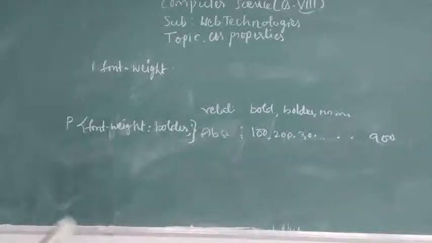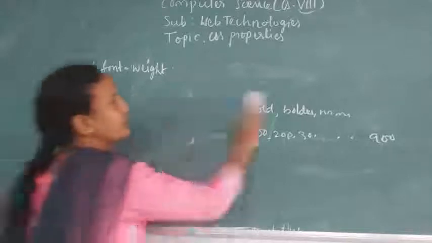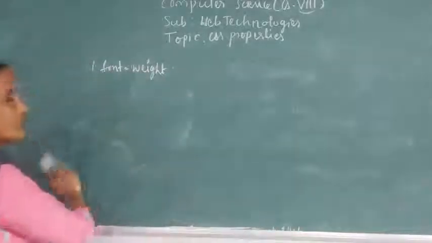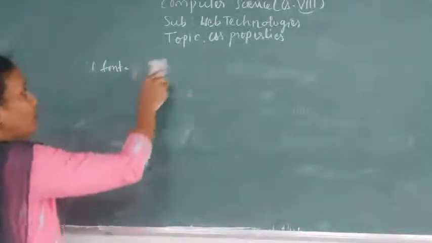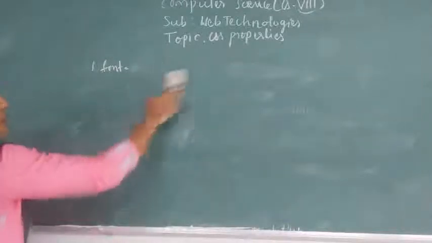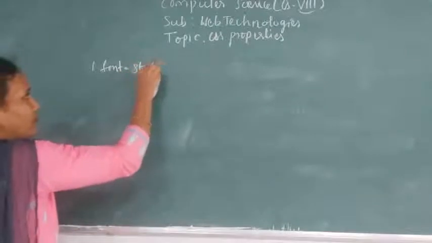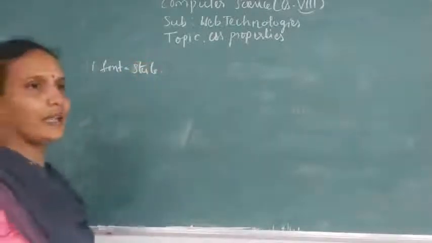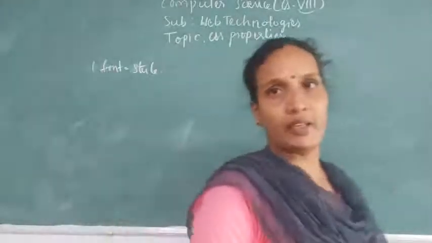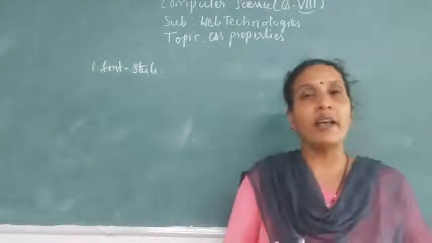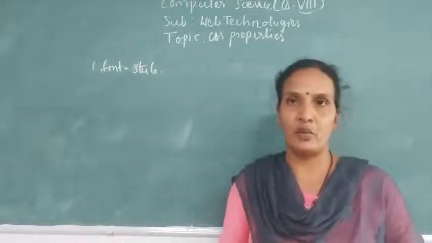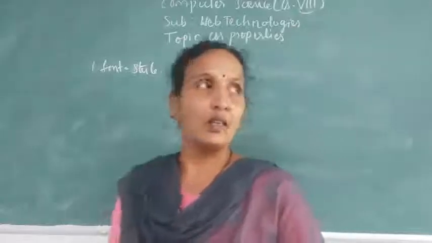Next one is the font style. Font is the main property, same. Again you get this font style. Font style is nothing but the style of the text, whether italic or what type of text you want. That is the font style property.